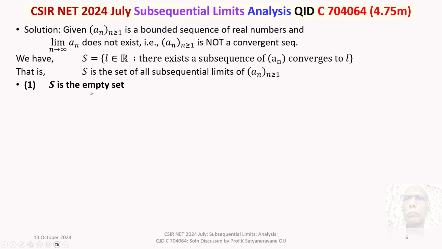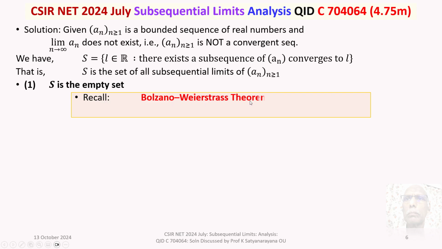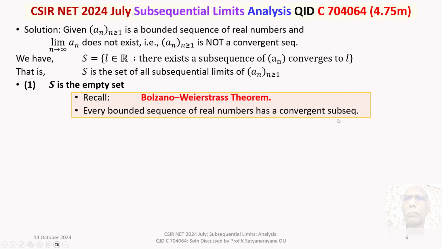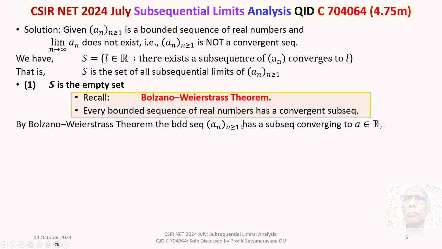Now we consider our first option. Option 1, S is the empty set. We recall the famous theorem, that is Bolzano-Weierstrass theorem for sequences. It states that every bounded sequence of real numbers has a convergent subsequence. Using this, by Bolzano-Weierstrass theorem, the bounded sequence a_n, n greater than or equal to 1, has a subsequence converging to A belongs to R.